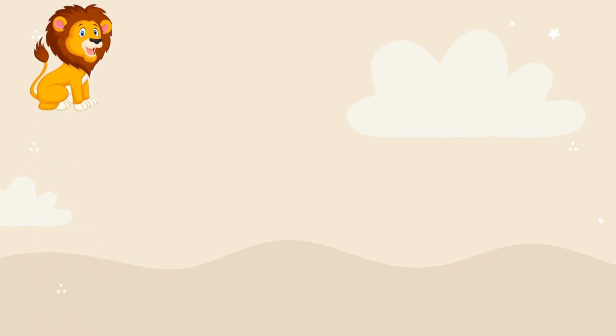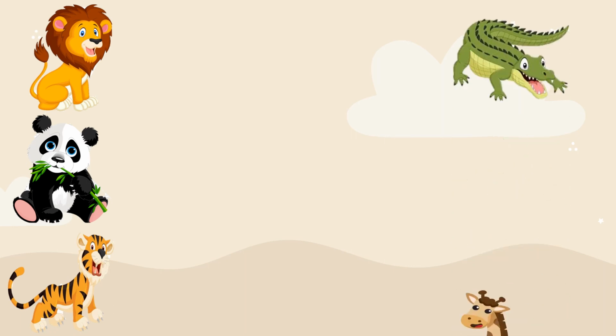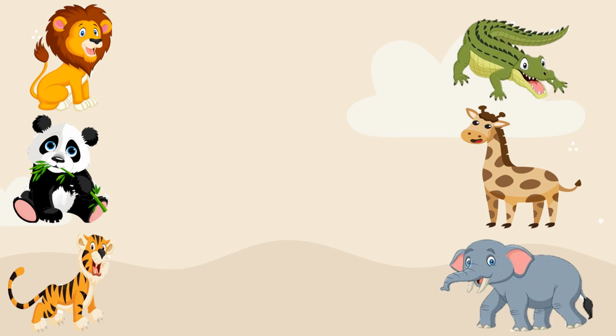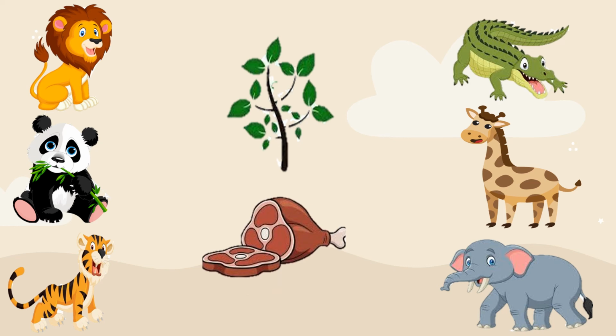Second question. Lion, panda, tiger, crocodile, giraffe, and elephant. Plants and meat. In this question, we ask about what do animals eat. Number 1, lion. What does lion eat? Clever boys, it eats meat.